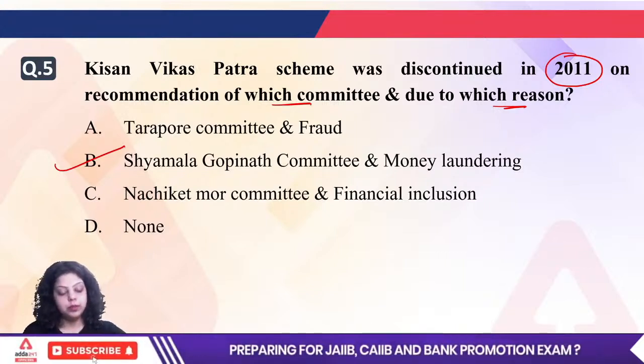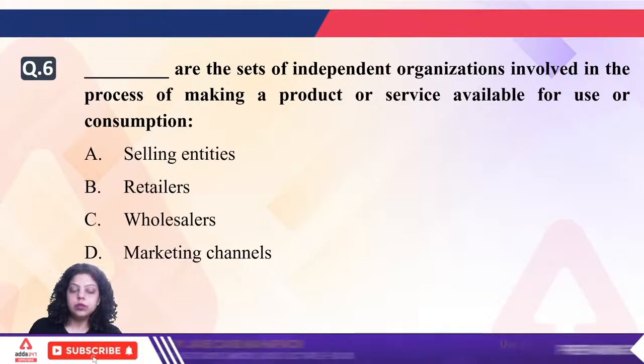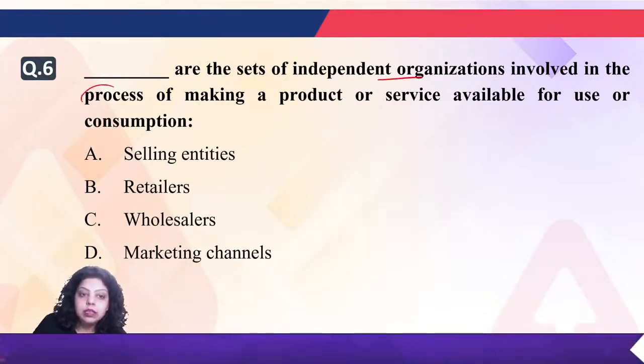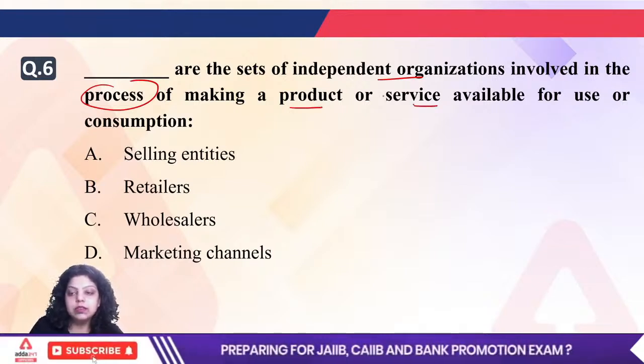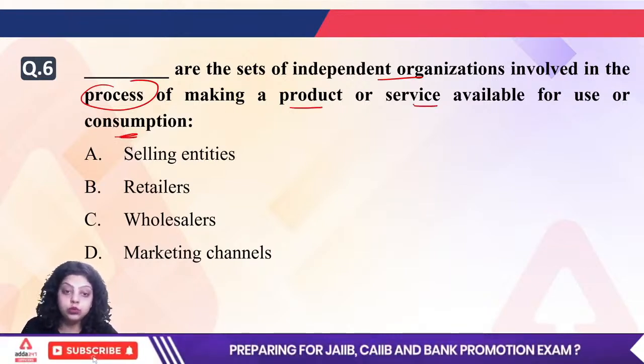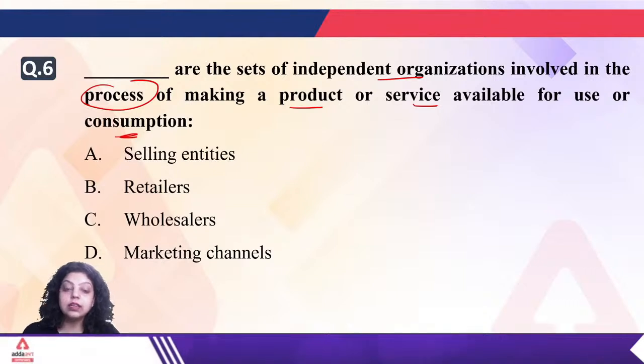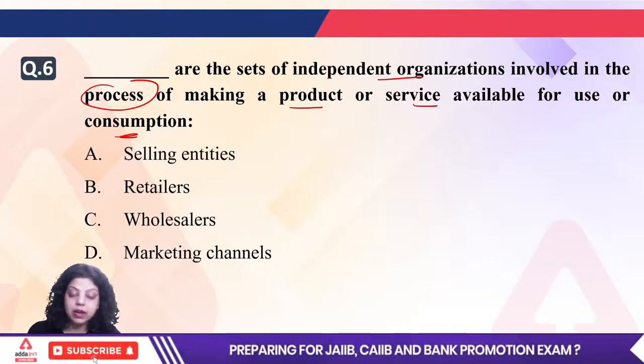Okay. Now next is dash are the sets of independent organizations involved in the process of making a product or service available for use or consumption. So first is saying, is it selling entities? Second is saying retailers. Third is saying wholesalers. Fourth is saying marketing channels.